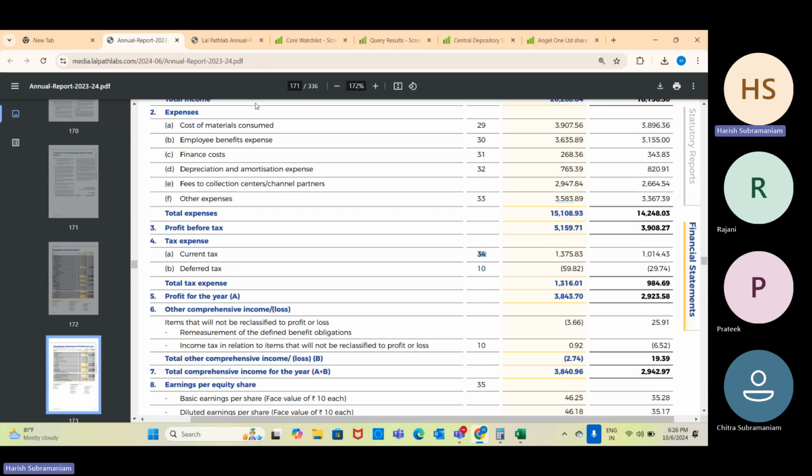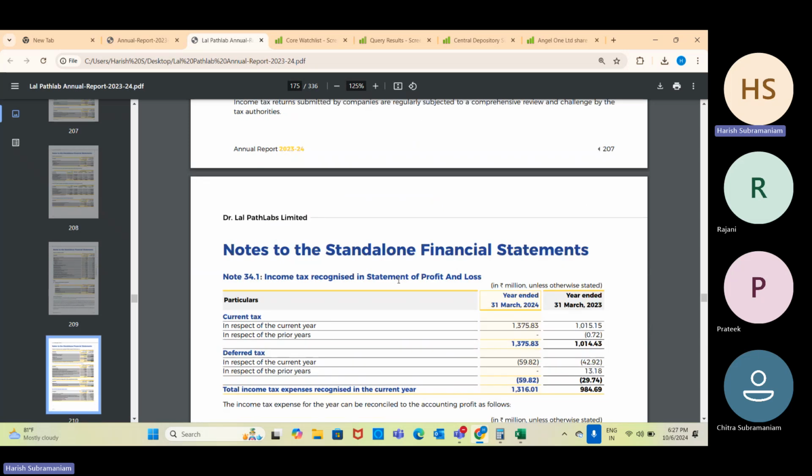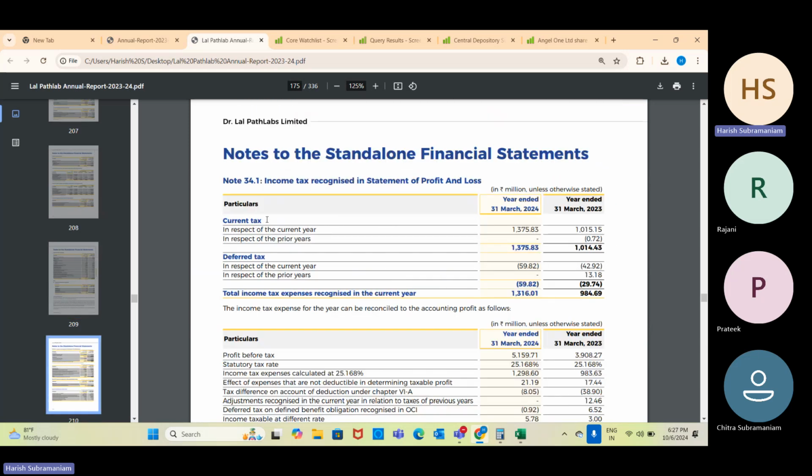Then we have current tax and deferred tax. We look at income tax, where they're telling us that companies are subject to the Indian Income Tax Act, with tax payable determined for each fiscal year, beginning on 1 April and ending on 31st March, and so on and so forth. They are giving some details, and now they are giving some income taxes. In respect to the present year, how much have we paid? In respect to prior years, is there any pending tax that they are paying, or is there any tax benefit or anything else? So there is deferred tax here. In respect to the current year, there is some deferred tax, and in respect to prior years as well.